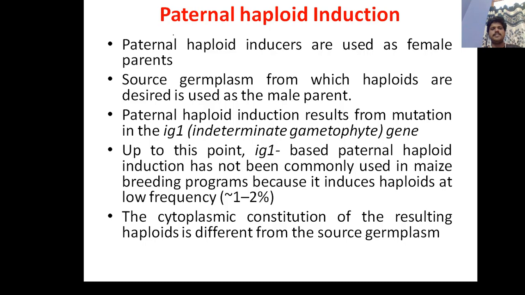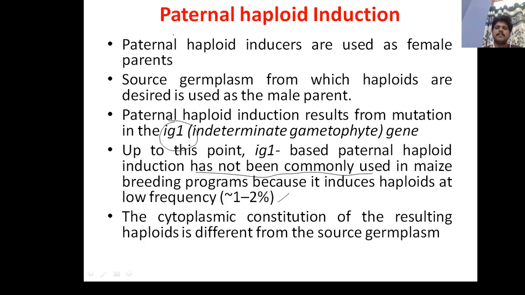Coming to paternal haploid induction. Here, paternal haploid inducers are used as females, and the source germplasm from which haploids are desired is used as a male. Paternal haploid induction results from mutation of a gene, the indeterminate gametophyte gene IG1. After this point, paternal haploid induction has not been commonly used in maize breeding programs because of its low frequency. How much is it? Just around 1 to 2%.